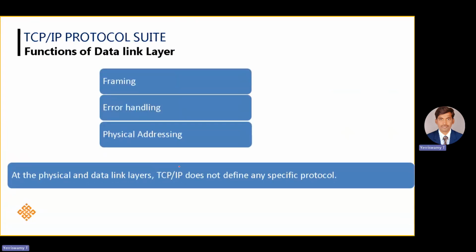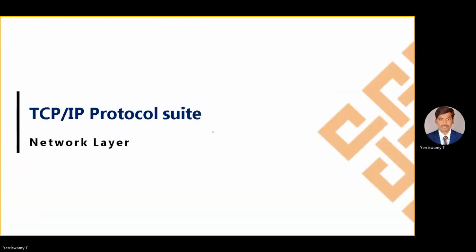Coming to data link layer, the main functionalities are: it is responsible for making the frames. It helps in error handling and also in checking the physical address. As I already told you, this physical address is also known as MAC address, Ethernet address, or link address, which is of 48 bits. I am not going in depth here. Please watch my previous video, which is in the subscription box, to get more details about it.